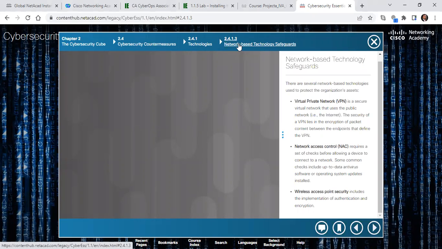A VPN is a secure virtual network that uses the public network, which is the internet. The security of a VPN lies in the encryption of packet content between the endpoints that define the VPN. So when you see people using a VPN, we all know what a VPN does: it keeps things secure, no matter what network we're using.